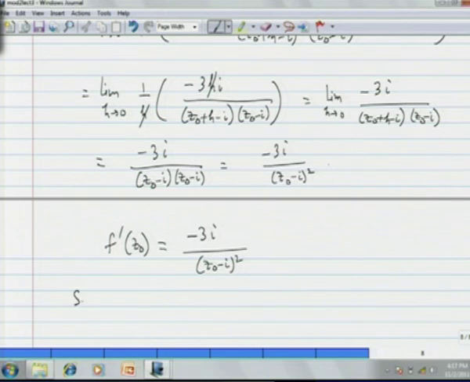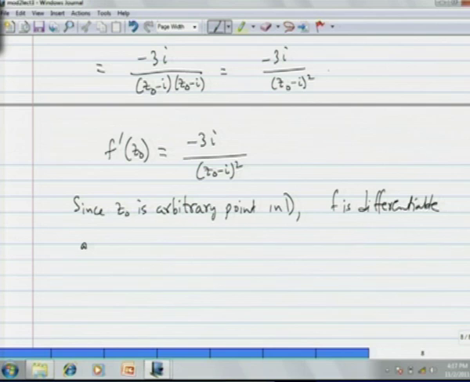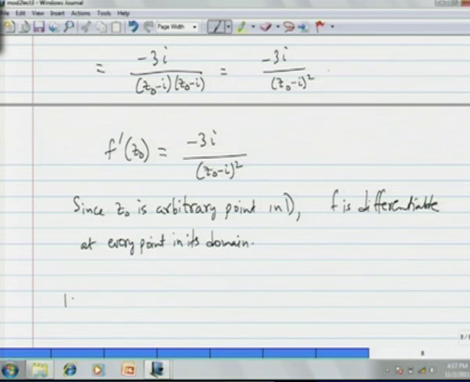And since z naught is an arbitrary point in the domain, f is differentiable at every point in its domain. And so, when a function is differentiable at every point in its domain, we simply say that f is differentiable. Like for continuity, where we say that f is continuous simply when it is continuous at every point in its domain. So, remark 1.